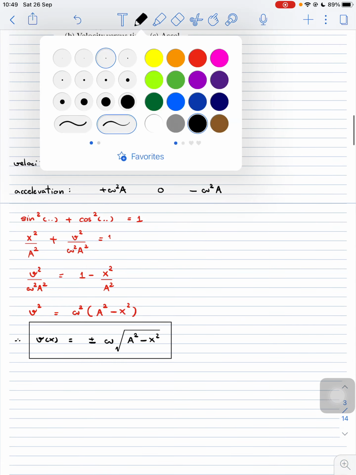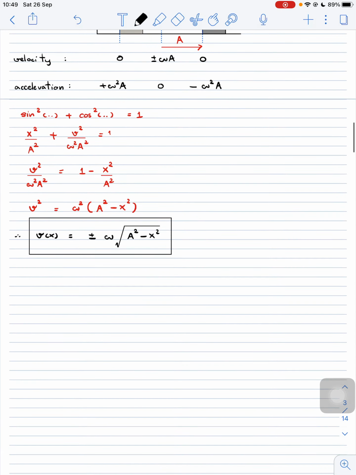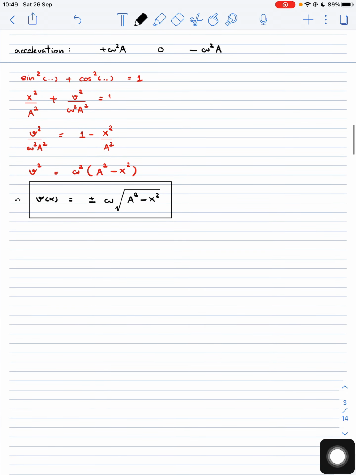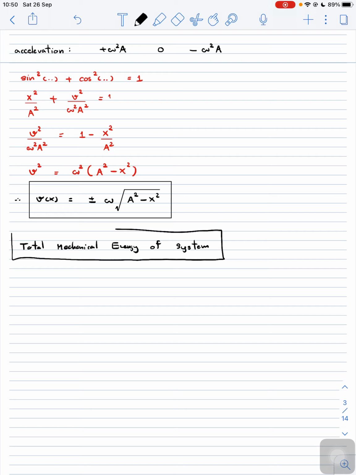Okay. Now, how about the energy? We need to find the total mechanical energy of the system. Remember, when we talk about the total mechanical energy, it means the kinetic energy plus the potential energy.